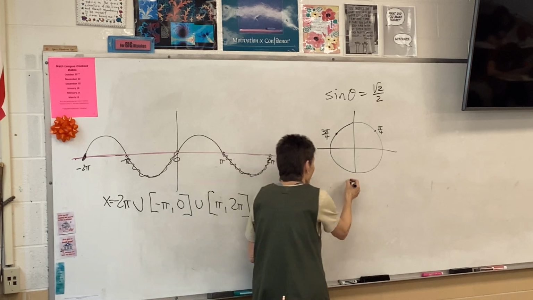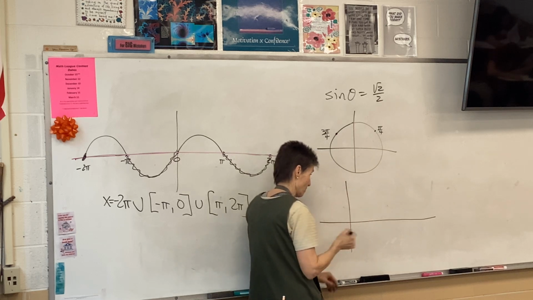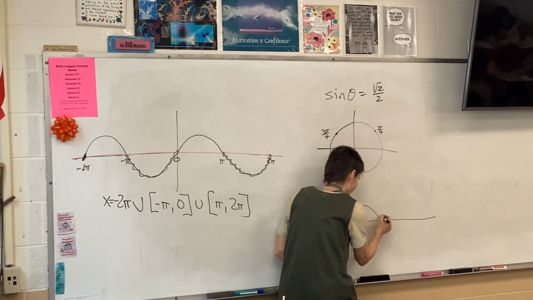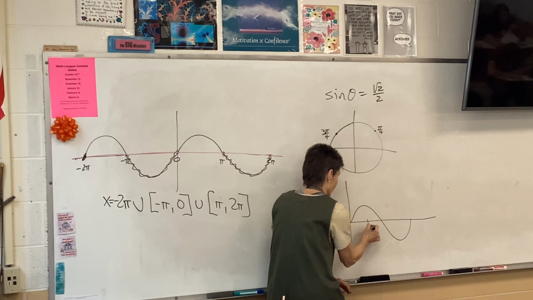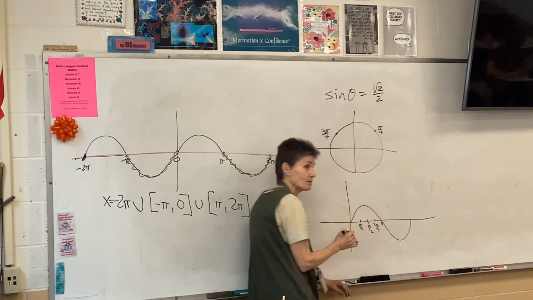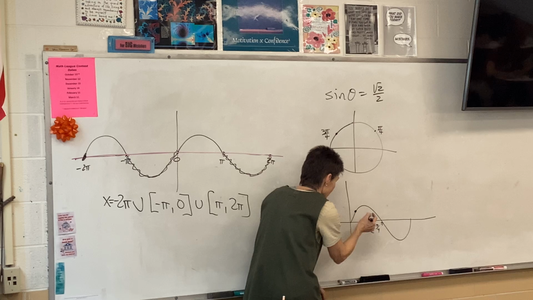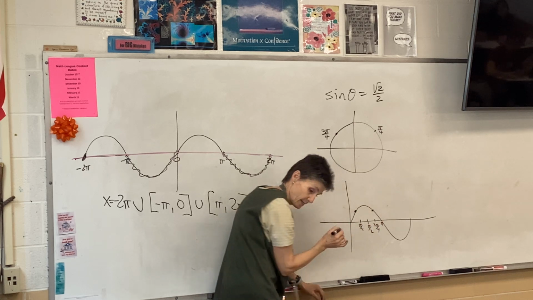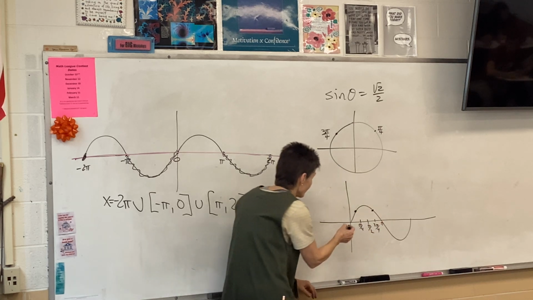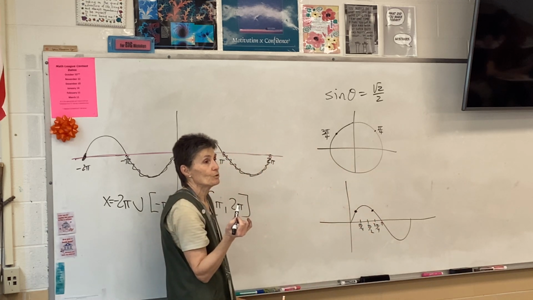Now, we're going to do this 2 different ways, so you can figure out what works best for you. Here is my sine curve. Here is pi over 4 and 3 pi over 4. Does that make sense to you? So here are the 2 places. Are these closed dots again? Yep. Here are the 2 places where it equals root 2 over 2.